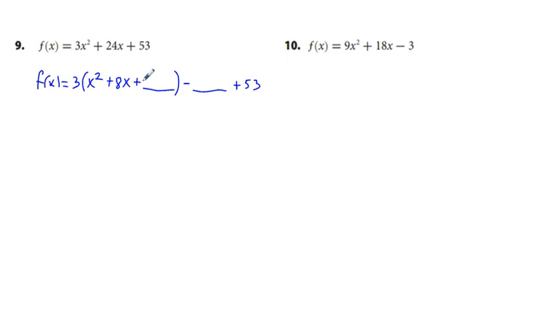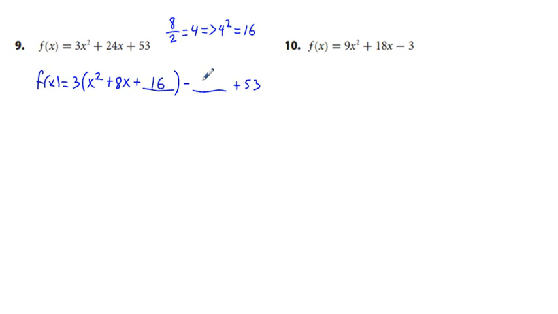Now, what are we going to put inside the parentheses? Well, we take our coefficient of x, which is 8, divide it by 2, and we get 4. We take that value 4, square it, and we get 16. So 16 is what's going to have to go inside the parentheses to create a perfect square.